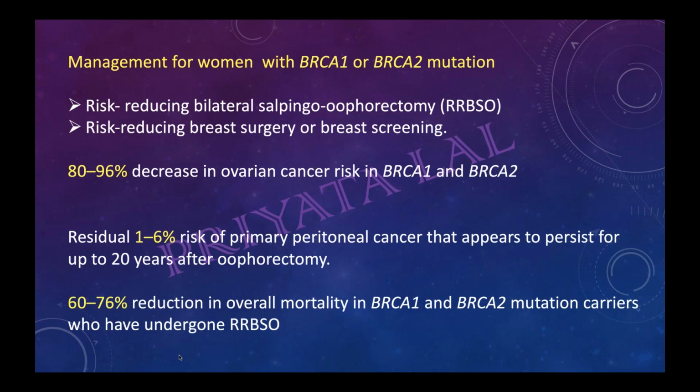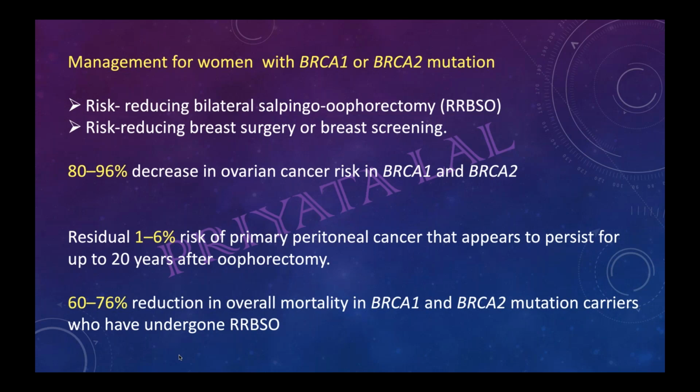If the surgery is done, like if we have removed the ovaries of a woman having BRCA1 and BRCA2, their risk of ovarian cancer will decrease. How much? This number is asked in the exam. It is 80 to 96%. Now another question that will come to your head: if we are removing both ovaries, is there a remnant risk of cancer? There is a remnant risk of 1 to 6% of primary peritoneal cancer, and that can happen up to 20 years after oophorectomy.